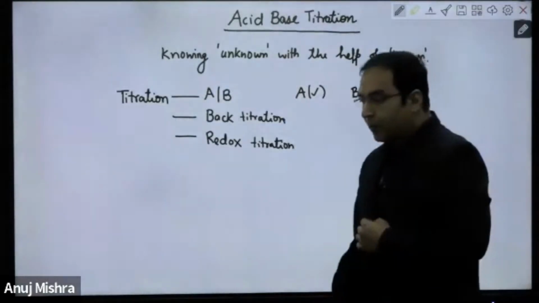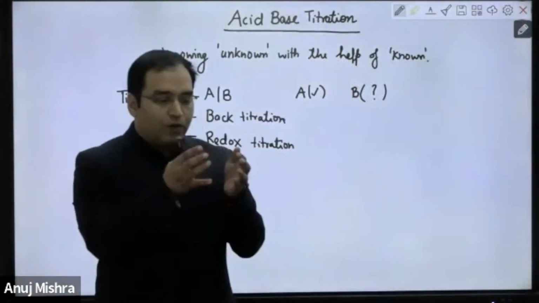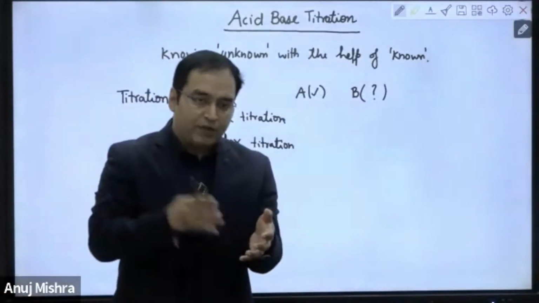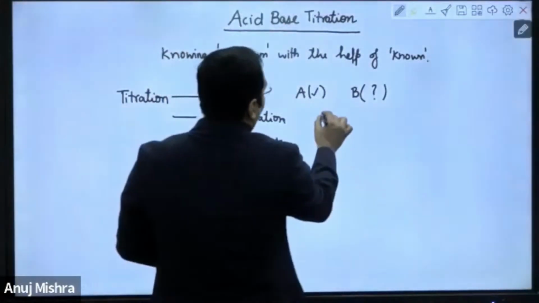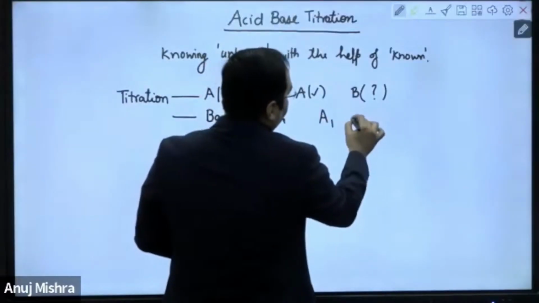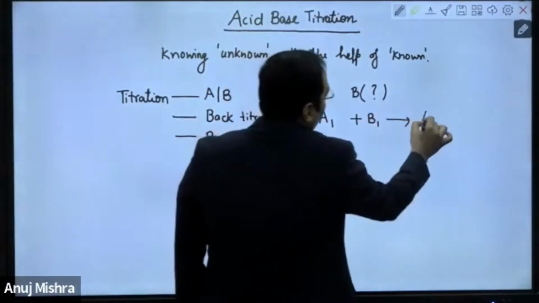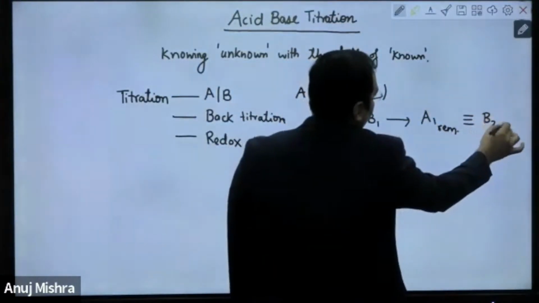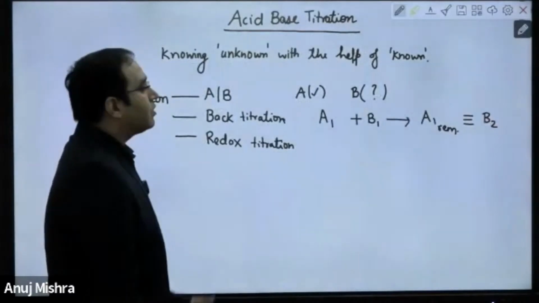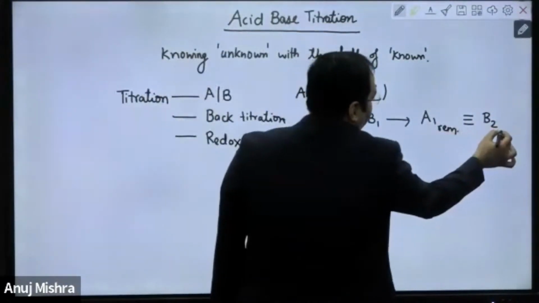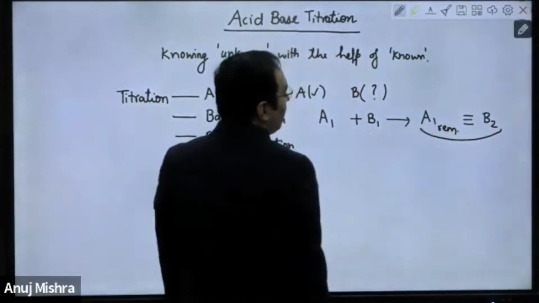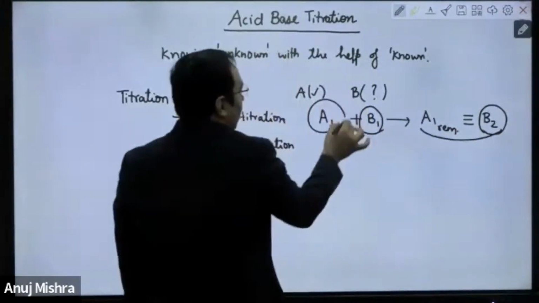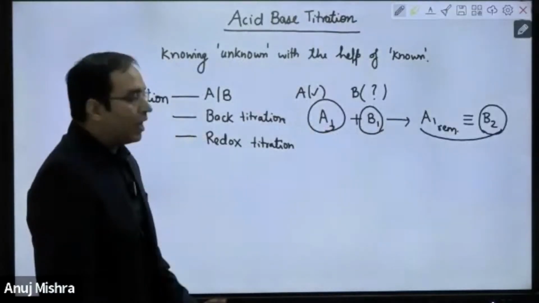What is back titration? Back titration is basically you are doing a certain reaction. Something is remaining. Now you are just titrating it back. Let's say you take some acid A1, react with some base B1. A1 remains. It required some other base B2. Right? This is back titration. So B2's gram equivalent will be the same as A1 remaining gram equivalent. B1 gram equivalent plus B2 gram equivalent put together will be A1 gram equivalents, right? That's how we do the calculation part.